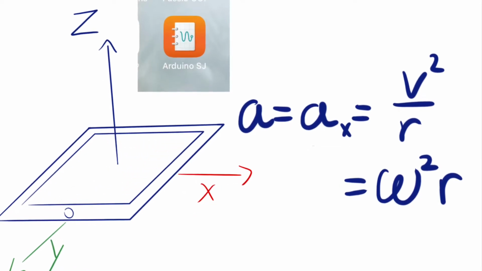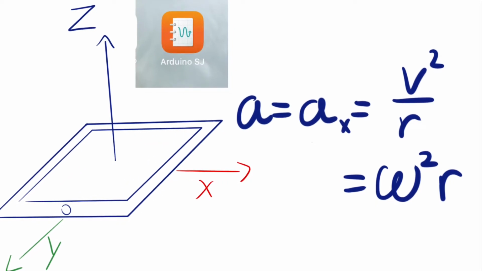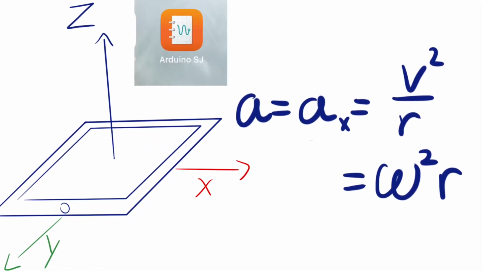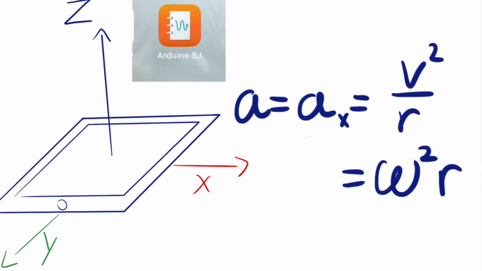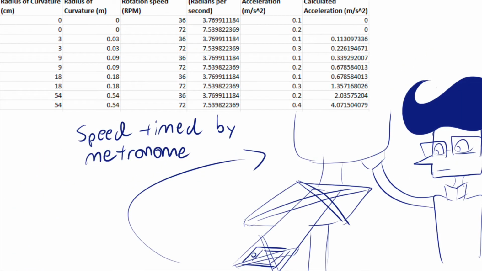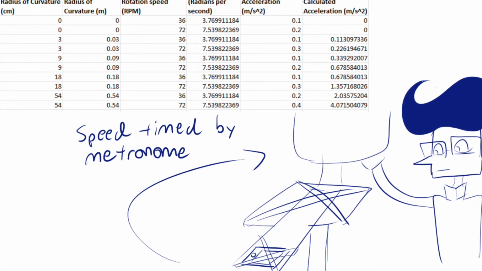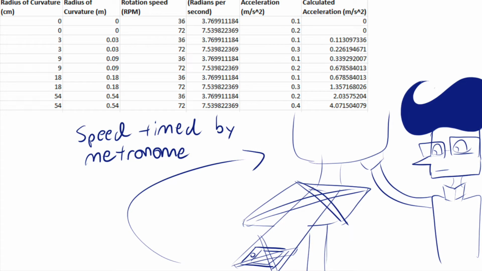Thus, we should be able to see if the acceleration of the phone matches up with the predicted centripetal acceleration calculated by a equals omega squared times r, where omega is the angular velocity and r is the radius of curvature. In this particular version of the experiment, we made use of 3 different types of radius of curvature along with a 0 radius of curvature.